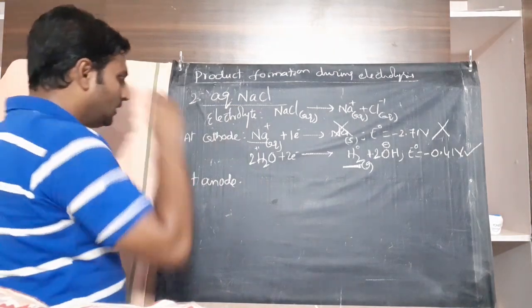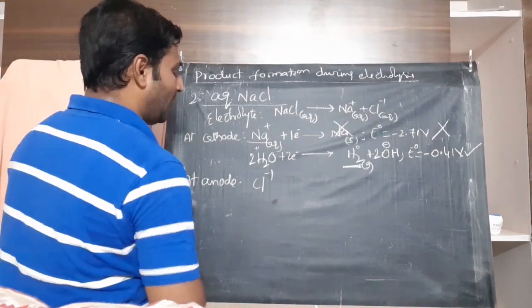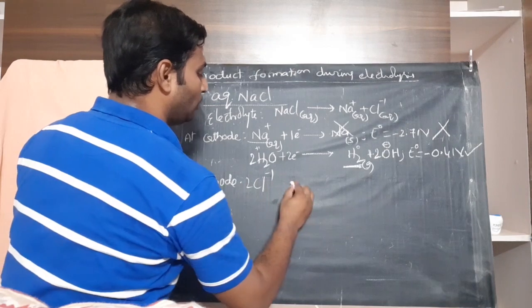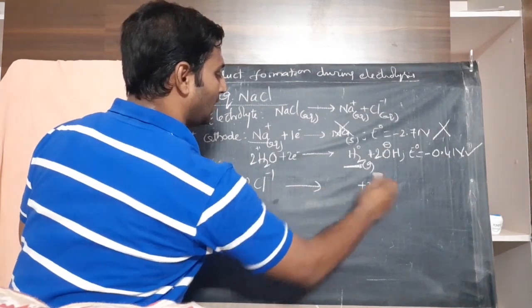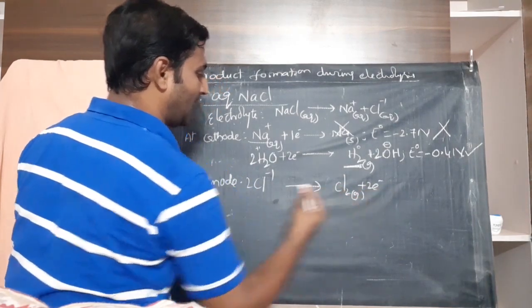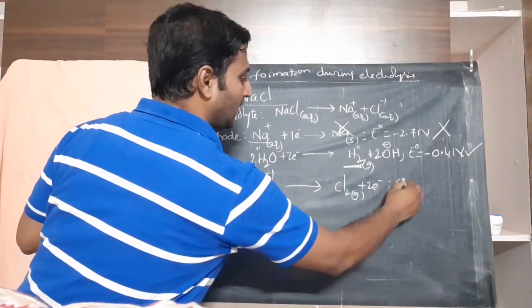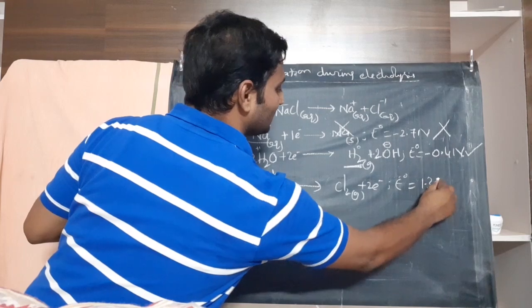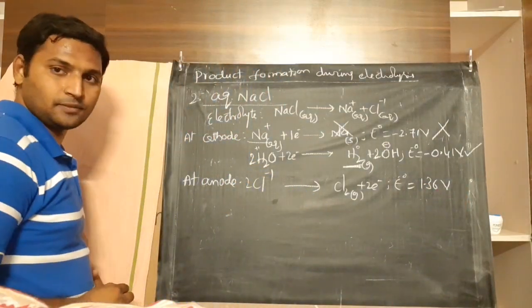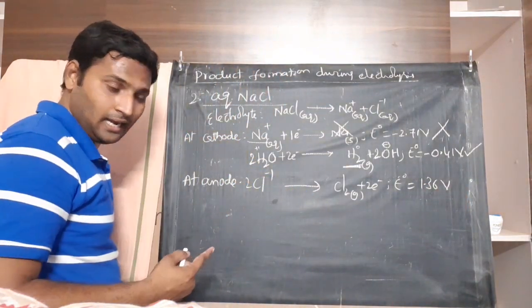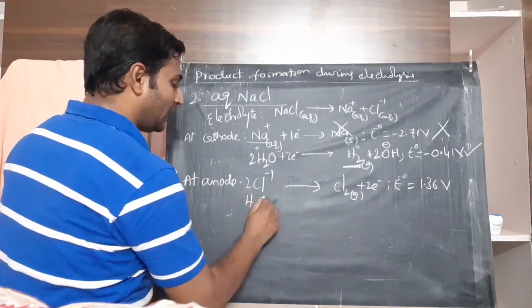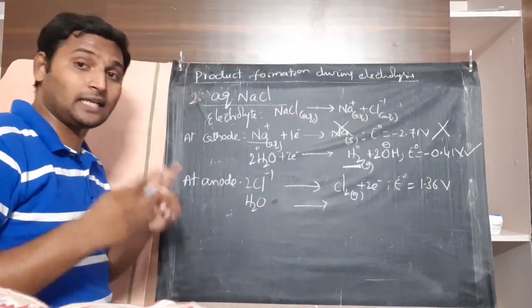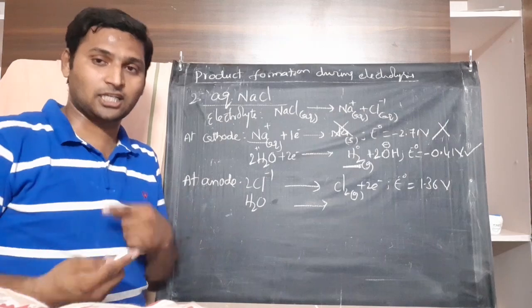See here, one side chloride ions are trying to lose 2 electrons and form or liberate chlorine gas at anode, for which the electrode potential is 1.36 volts, which we just discussed. On the other hand, water is trying to undergo oxidation. Now, when water undergoes oxidation, how would the reaction look like?